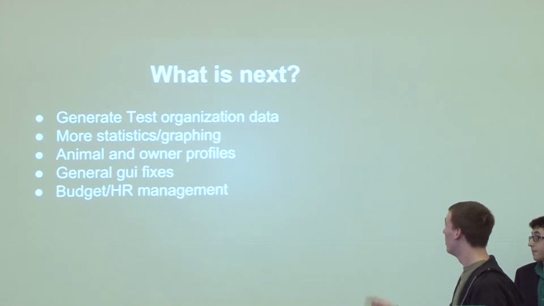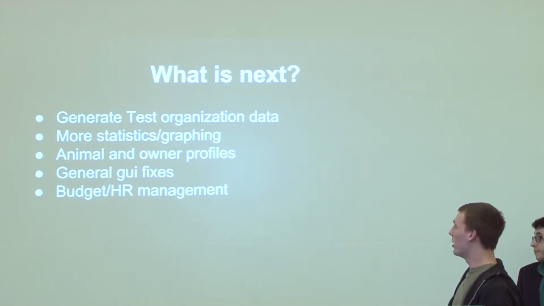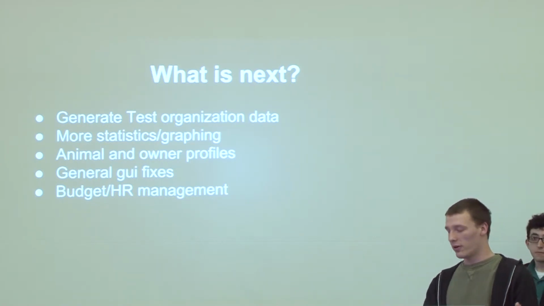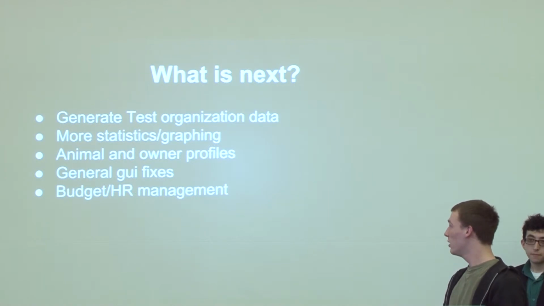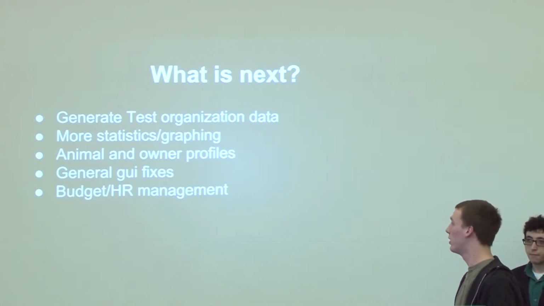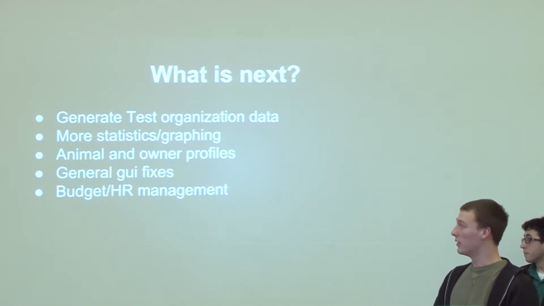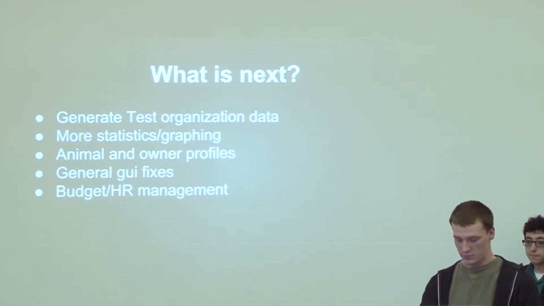And then the biggest feature that we want to implement next is the budget and HR management stuff. For the software right now, we only have the animal side. That's all we worked on. We're close to done with it, but the other half of it is the budget and the HR, how much money the shelter is spending and all that stuff that we want to implement.